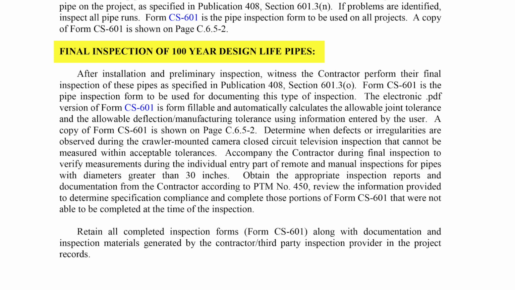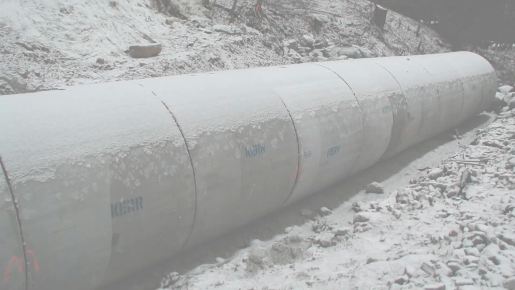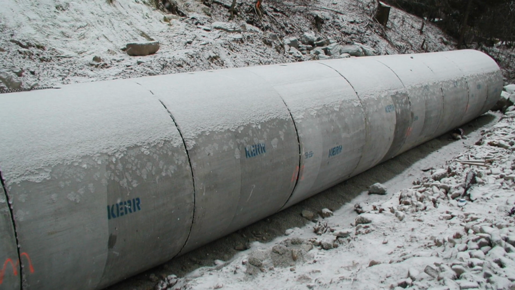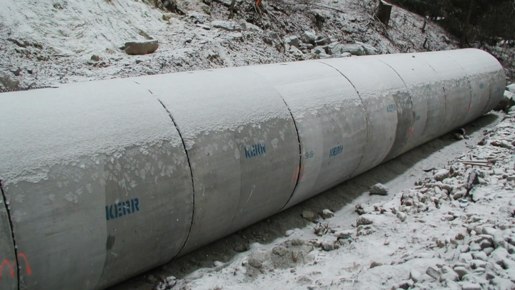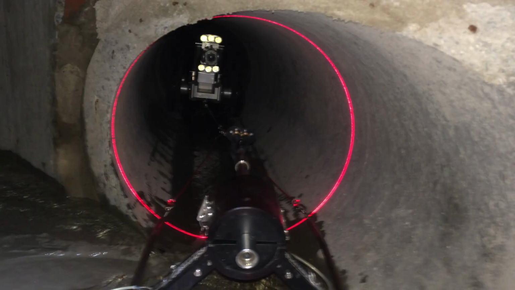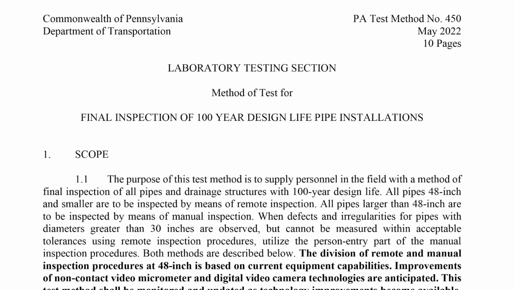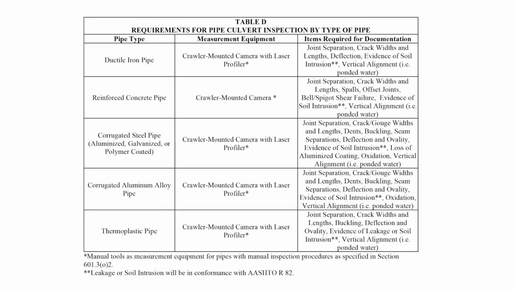100-year design life pipe has a few different requirements than standard pipe inspections. For 100-year design life pipe greater than 48 inches in diameter, perform a manual inspection. However, for 100-year design life pipe 48 inches or less, a remote inspection must be performed using a crawler-mounted camera in accordance with PTM number 450. The items for each type of pipe that are to be documented are located in Publication 408, Section 601, Table D.